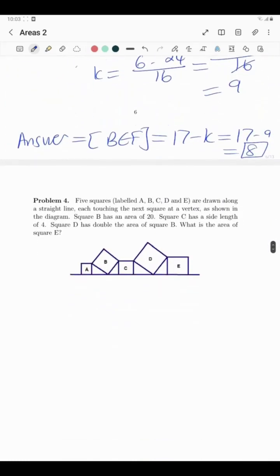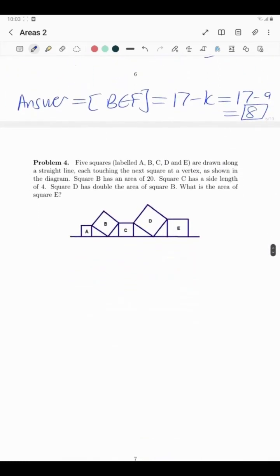Let's have a look at problem 4 on our agenda. In the following diagram, you have 5 squares labeled A, B, C, D, E. They are drawn along a straight line, each touching the next square at a vertex, as shown in the diagram. Square B has an area of 20. So we know that B has an area of 20.